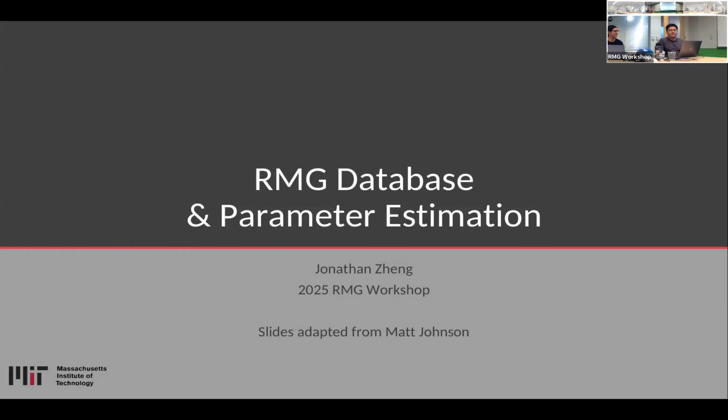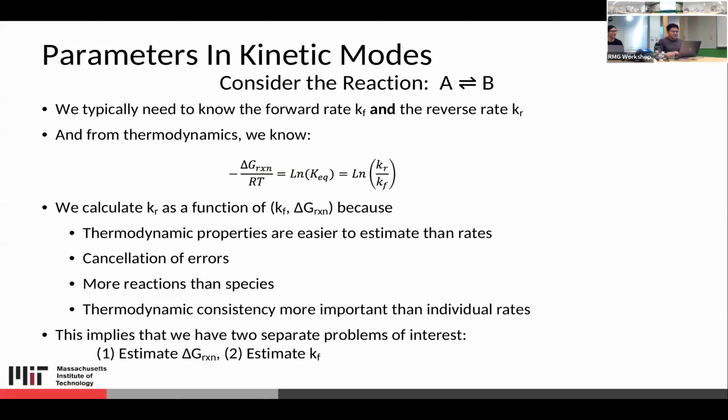This is basically about how the data is stored in RMG, but also how we get property prediction on the fly from those. These slides were mainly from Matt Johnson, adapted for 2025. For reacting systems, we typically care about both the forward rate and the reverse rate. From thermodynamics, we can get the delta G of reaction and relate that to an equilibrium coefficient that we can relate to the forward and backwards rates.